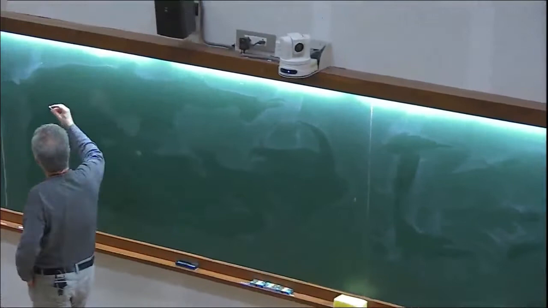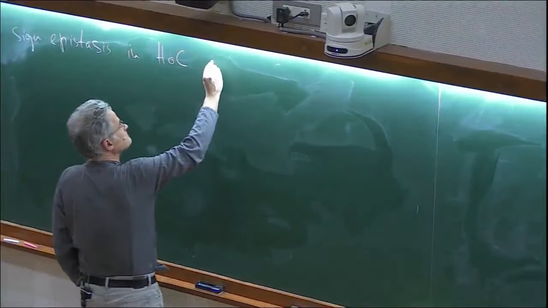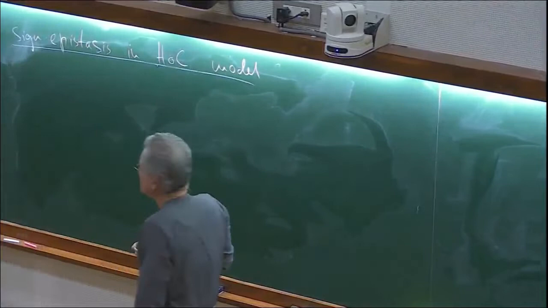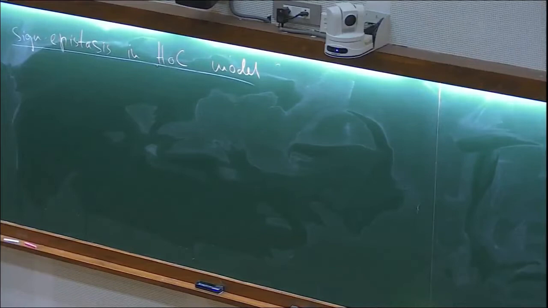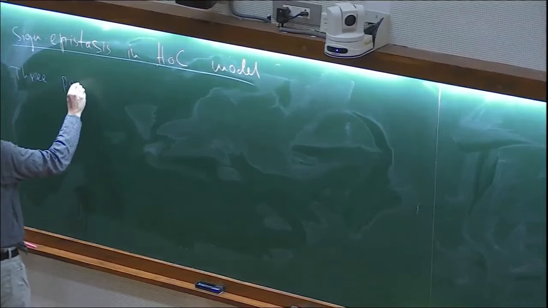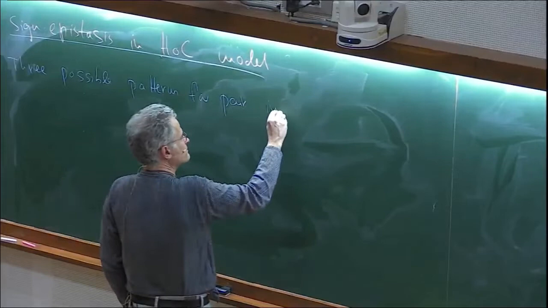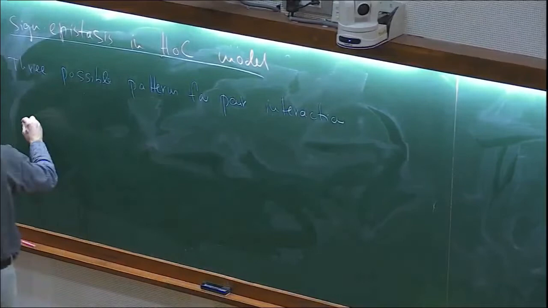So how much sign epistasis is there in this model? Let's suppose we pick two sites. We pick two mutations, and we look at their single fitness effects and the double fitness effects. We saw a few days ago that there are basically three possible patterns for two-locus interactions. These are the three motifs, which I have been drawing a few times.